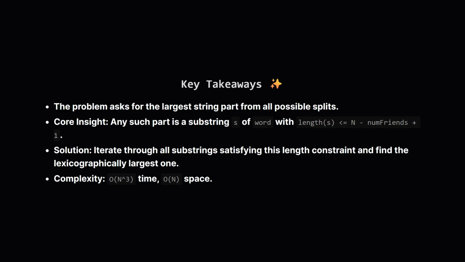So, to recap the journey, the problem asked us to find the lexicographically largest string that could appear as a piece when a word is split among a certain number of friends. The big aha moment was realizing that any such piece must be a substring of the original word, and its length is limited by n minus numFriends plus 1. This transformed the problem into finding the lexicographically largest substring that meets this length rule. Our solution then was to systematically check every possible substring, verify its length, and keep track of the largest one found according to alphabetical order. This approach gives us a time complexity of order n cubed, and space complexity of order n.